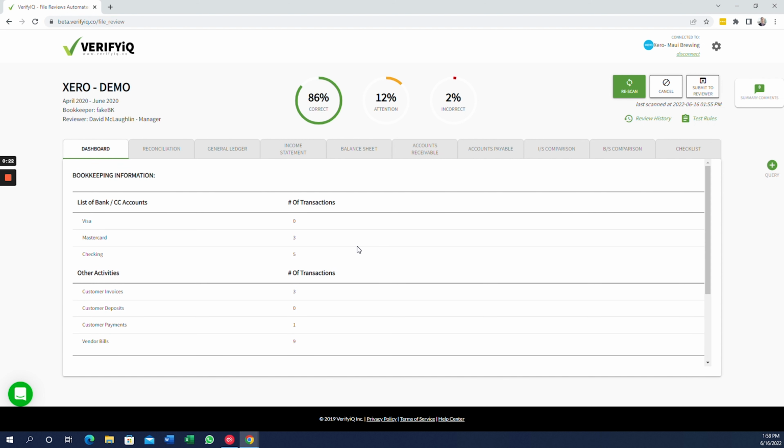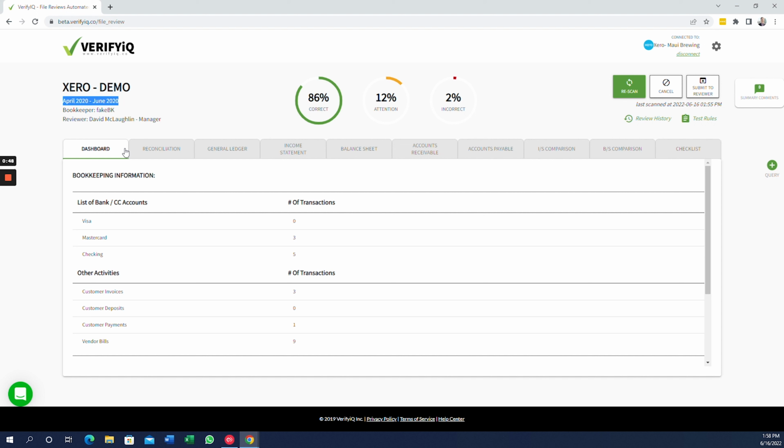Up here in the bookkeeping information, you will find a list of banking credit card accounts and the number of transactions. Now, the number of transactions correspond to the period that is being reviewed. So if you were doing the review for 1 month, it will show the number of transactions in those banking credit card accounts for that month. If you're doing a quarter, it will also be for a quarter, a year, for a year.